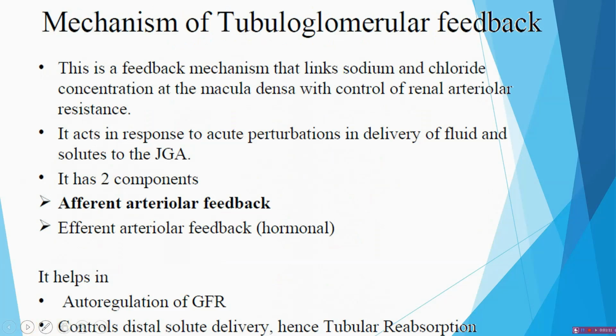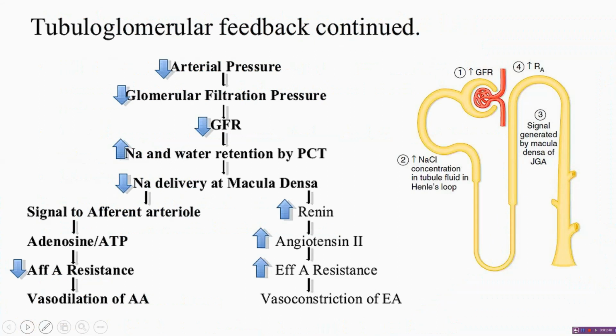Now coming to the second mechanism, that is the tubuloglomerular feedback. It is a feedback mechanism that links sodium and chloride concentration at the macula densa. The macula densa senses sodium and chloride. This mechanism helps in auto-regulation of the kidney. It has two components, the afferent arteriolar feedback and efferent arteriolar feedback. That will be made clear in this diagram.